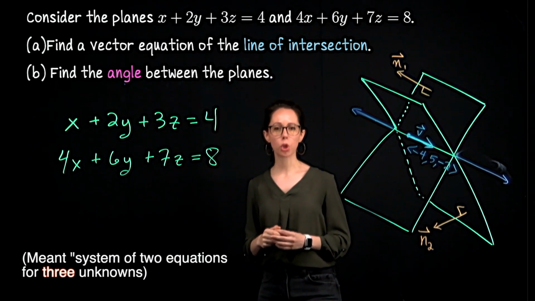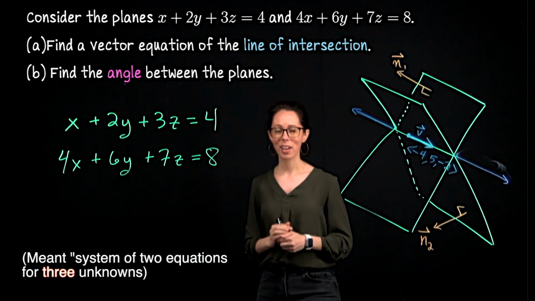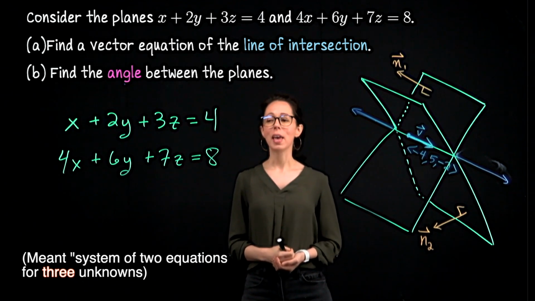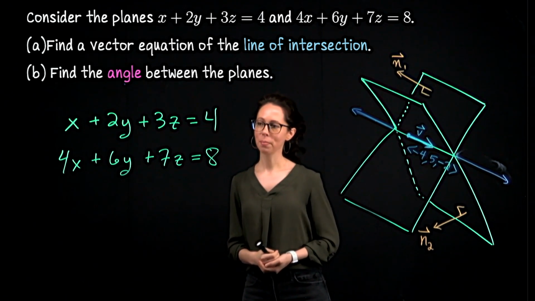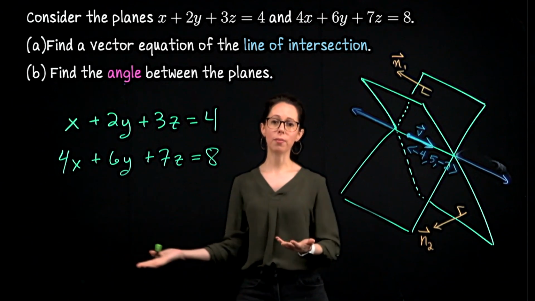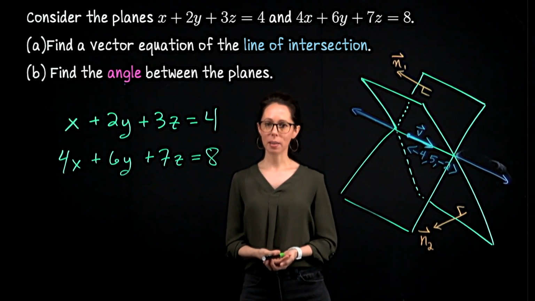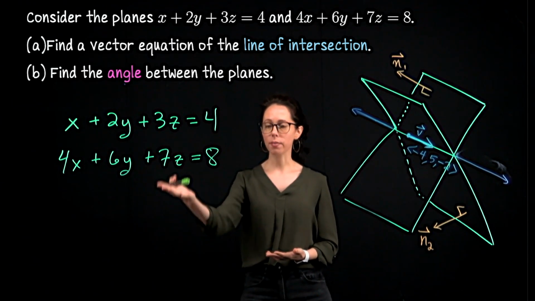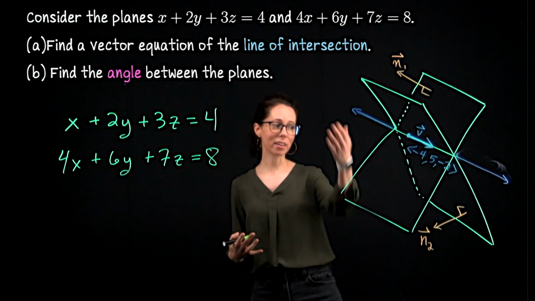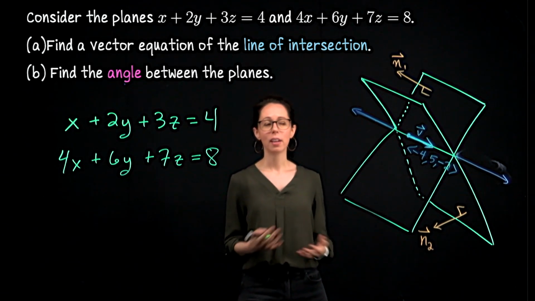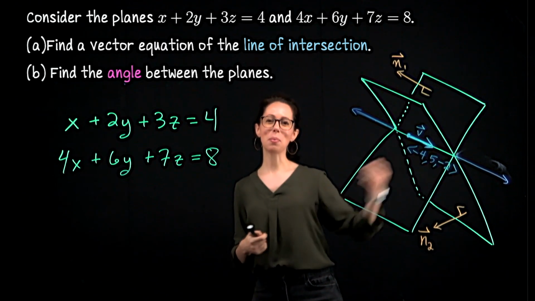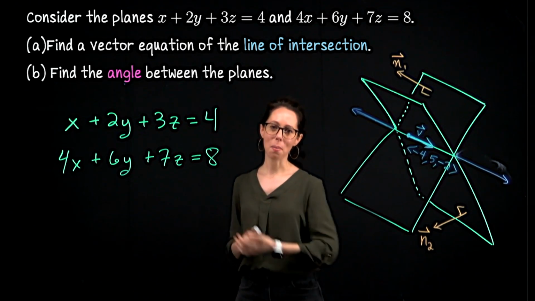This is a system of 2 equations for 3 unknowns. We call this an underdetermined system. It doesn't have a unique solution. So we only have 2 equations, but we have 3 variables. That means there are infinitely many solutions to this pair of equations, which makes sense because there are infinitely many points along this line. So any of the infinitely many points on this line will satisfy both equations at the same time.